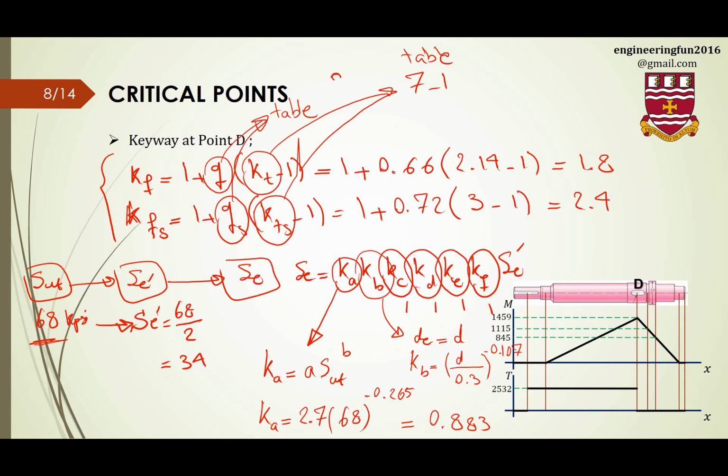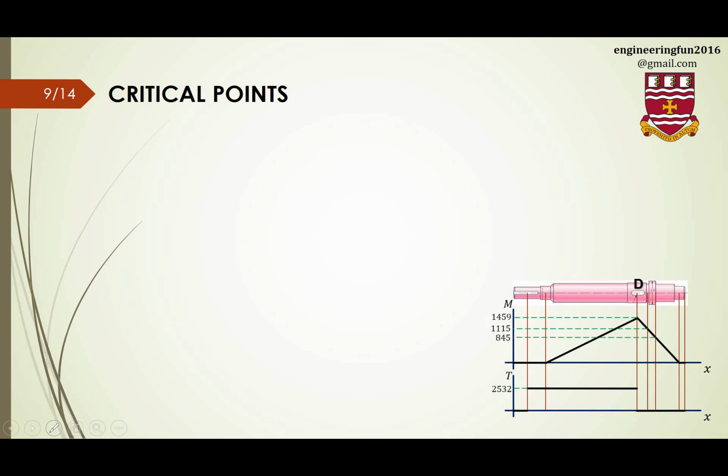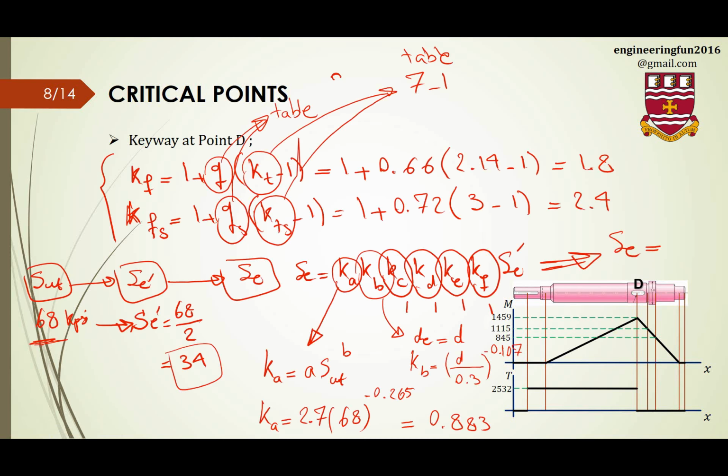So we can find the numerical value for Ka and Kb, and then we can put those numbers here, and we know Se prime, which is 34 kpsi. So at the end of the day, from this one, we can find the endurance strength, which will be, in this case, 24.9 kpsi.